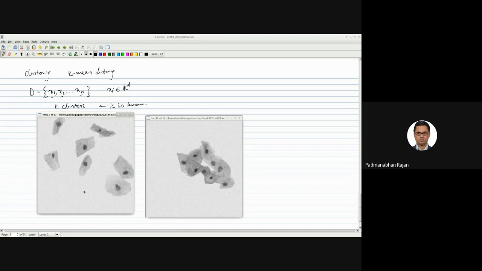512 by 512, so you'll get a vector of size 512 square cross 1. So that is one vector which represents this image, and that is one of the x size. So how many clusters should this image have? 3. What are the 3? The middle one, the left. The nucleus of the image. This is the nucleus. Yes.